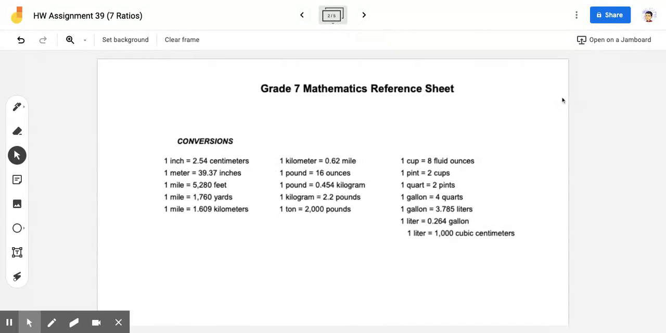The state exam gives this on their reference sheet. I am asking you to have this down in your notebook, just general conversions, because we are going to use these conversions both in class and for the homework. So 1 inch is 2.54 centimeters, a meter is 39.37 inches, so on and so forth. Just make sure that you have this copied in your notebook. I'll be checking it when I look at your notes.